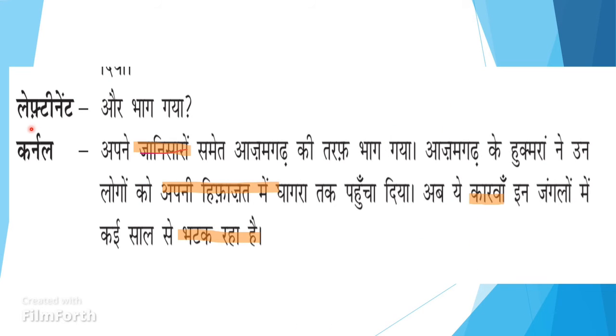The lieutenant was curious to know what happened after that, and then he asked the colonel, और भाग गया? Did he run away, Wazir Ali, after punishing this lawyer? At that time the colonel said, अपने जानिसारों समेत आजमगढ़ की तरफ भाग गया. He ran away to Azamgarh along with his followers. He had some followers who were ready to give up their life for him. Janisar means followers who are ready to give their life for someone.